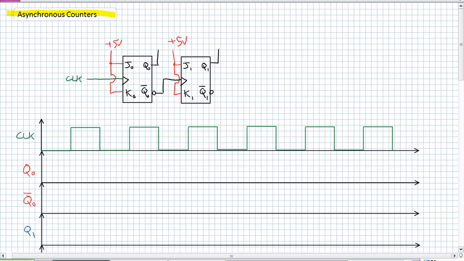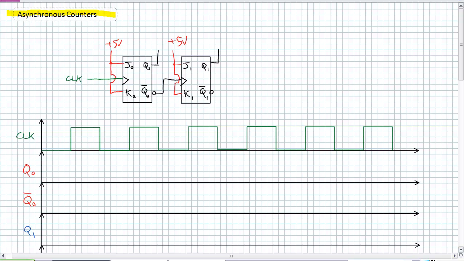Other flip-flops' clock inputs are from the previous stage's output. That's a major identifying characteristic of an asynchronous counter. They are not clocked together. They have different clock frequencies and potentially, because of propagation delay, may be occurring at different times. Additionally, notice that each stage's J and K inputs are constantly in toggle mode.